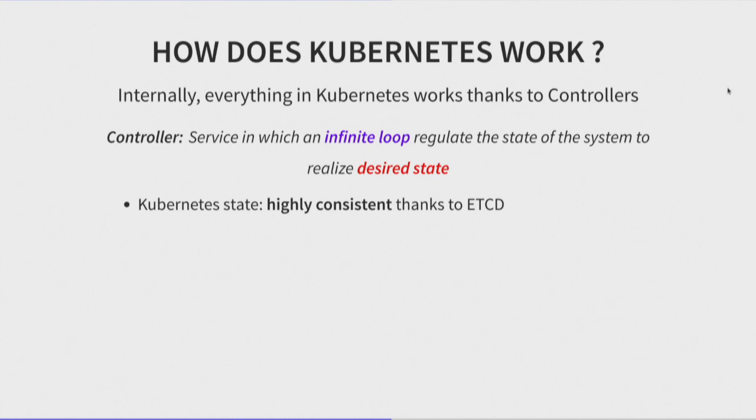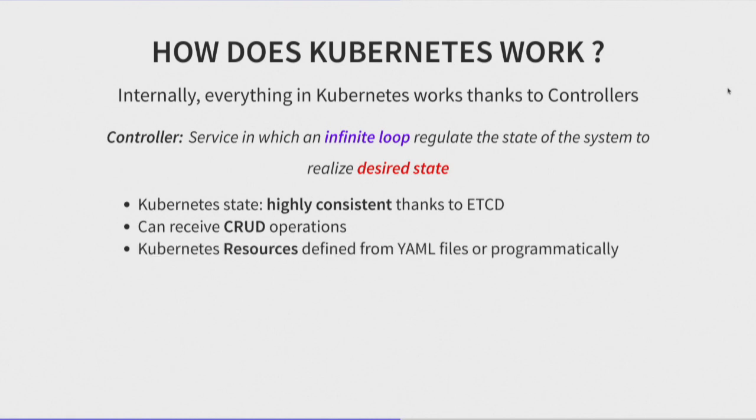For that, Kubernetes relies on a highly consistent database, which is etcd, and it can receive CRUD operations: create, read, update, delete. Those operations act on Kubernetes resources. Those resources are usually defined from YAML files, but you don't have to use YAML files. You can do it programmatically with the REST API or gRPC API that is provided by the Kubernetes API.